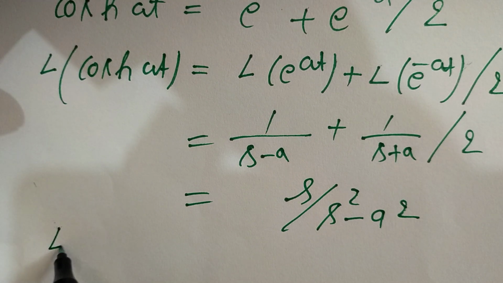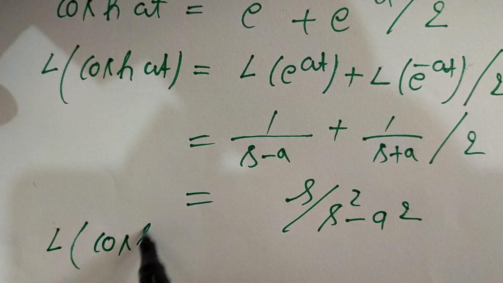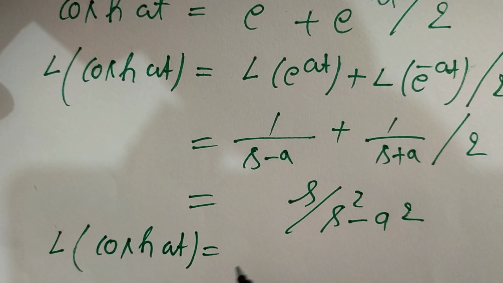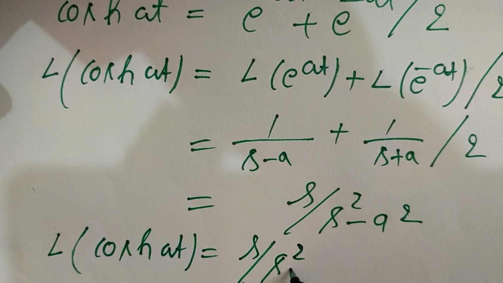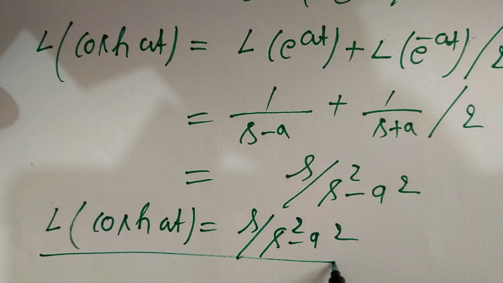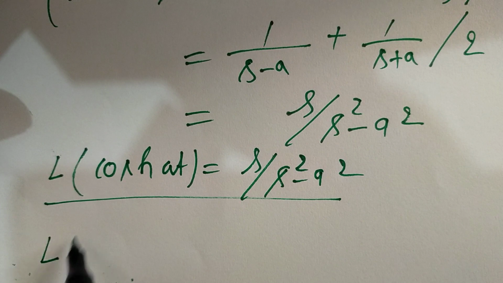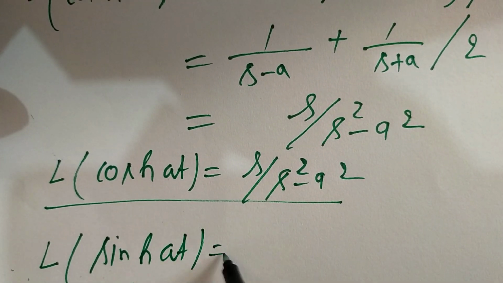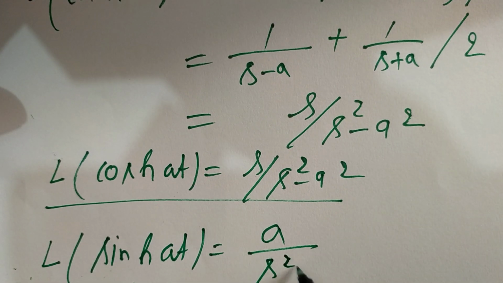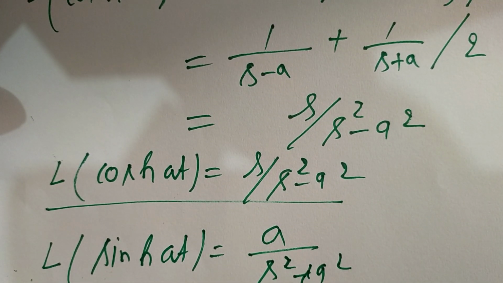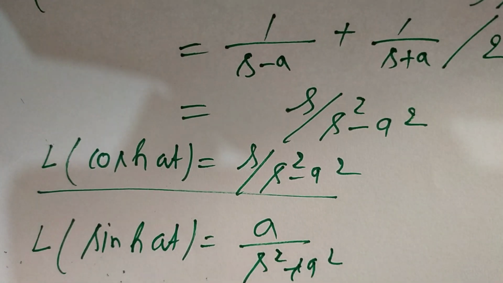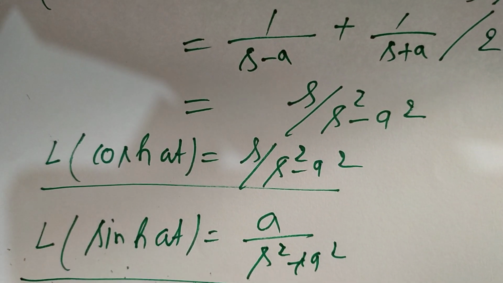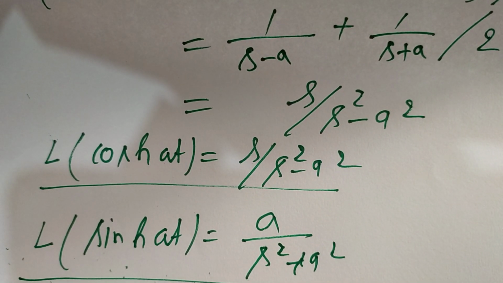So Laplace transform of cos h at equal to s upon s square minus a square, and similarly we can have Laplace of sin h at equal to a upon s square minus a square. So this is the hyperbolic function sin h at and cos h at.